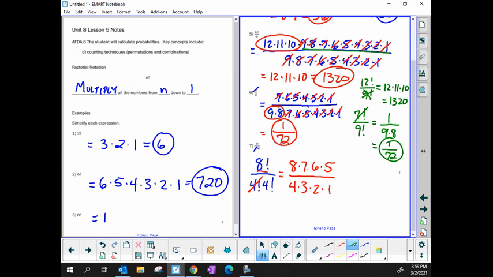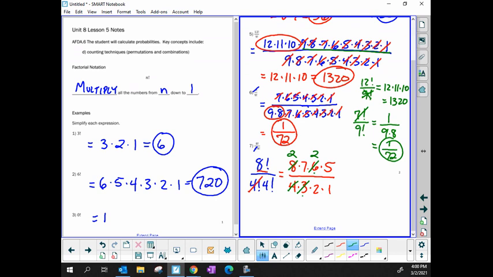Now, instead of multiplying, I'm going to try to cancel out some more. So what I'm doing is looking for numbers on the bottom that go into numbers on top. Well, 4 goes into 8 twice. So the 4 will cancel out, and 8 divided by 4 is 2. So that 8 just turns into a 2. What number on top does 3 go into? Well, 3 goes into 6 2 times. So the 3 will cancel out, and the 6 becomes a 2.